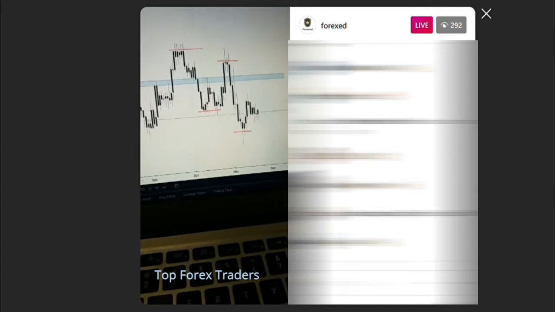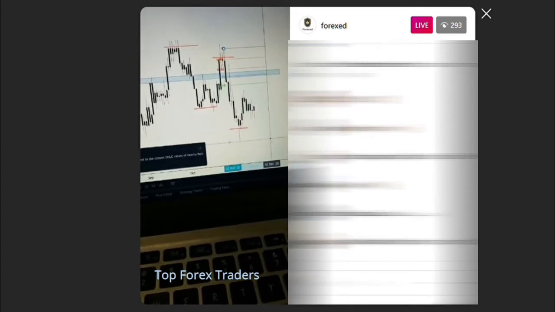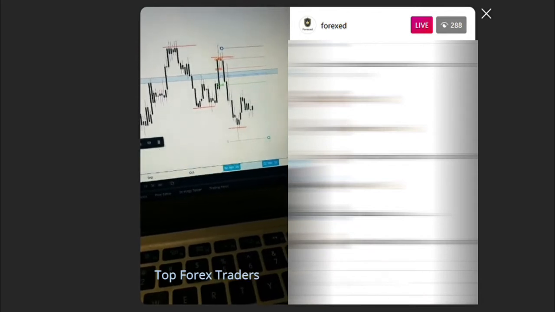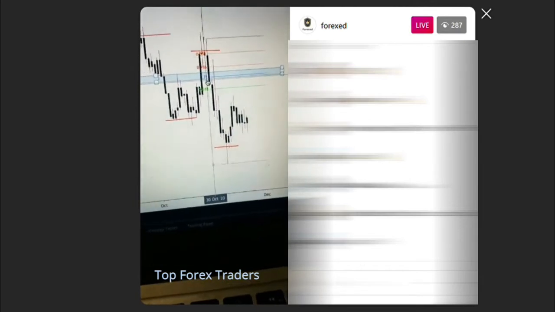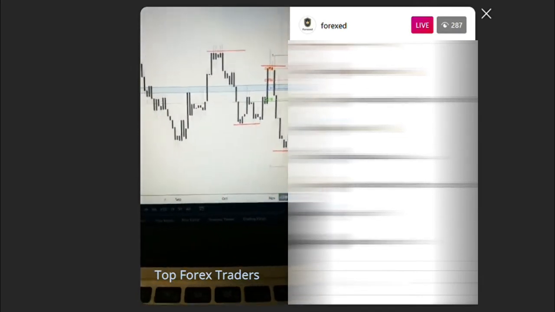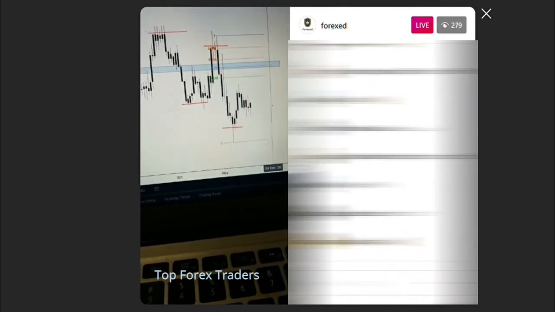Now another confluence we can add is this fib tool. So from the high down to the low, and you can see that the 71%, which is a fib retracement, lines up perfectly with this level of resistance. So we could just see price push into this level, reject, and then look for that sell opportunity.